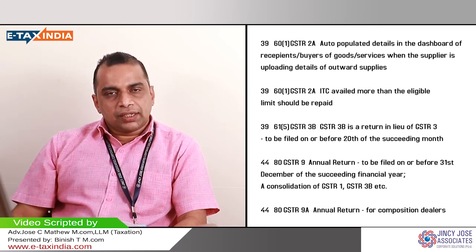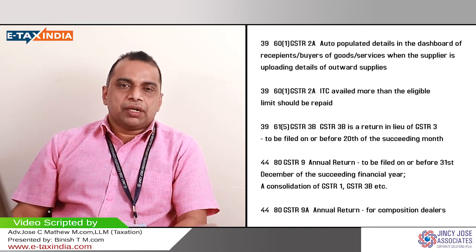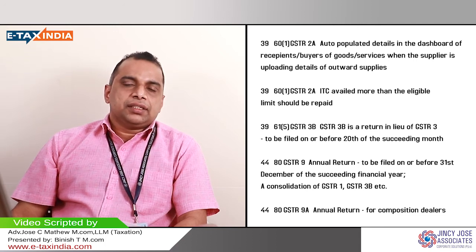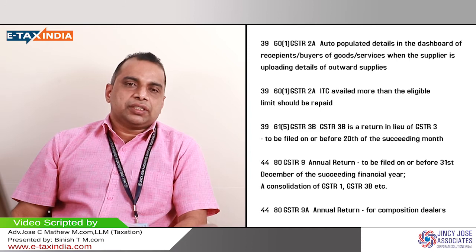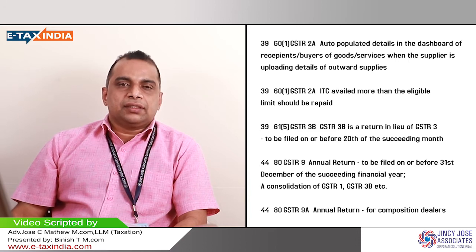GSTR 4 is a quarterly return to be filed by a composition dealer, and it just shows the taxable turnover and the tax. The tax rate of a composition dealer, we have already mentioned different categories. For manufacturers and traders it is 0.5, 0.5, total 1%. And for restaurants it is 2.5, 2.5, in total 5%. So taxable value and tax, that's it. No inward supply detail or anything. They have to file the return in GSTR 4.